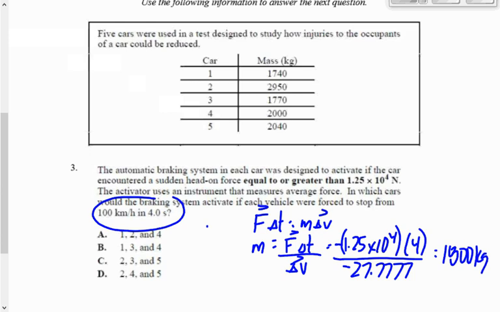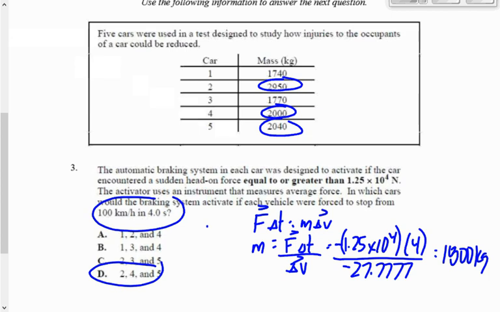So what we're saying here is this. If you got a mass that's bigger than 1,800, then your force will be bigger than 1.25 times 10 to the 4. So I'm looking for masses that are bigger than 1,800, which means the answer would be 2, 4, and 5. D is our answer. How many people did it that way?